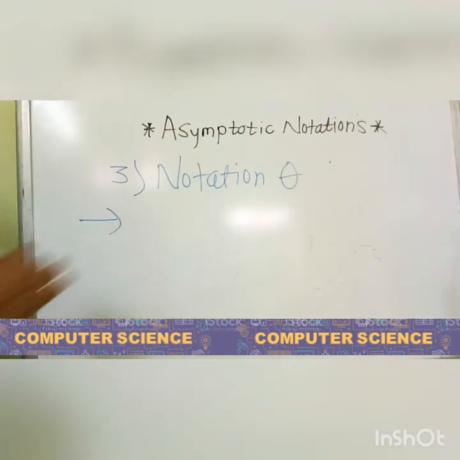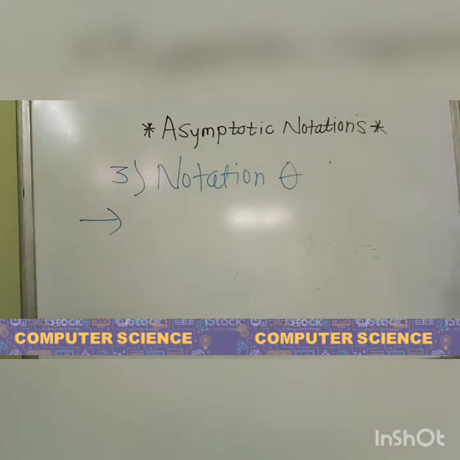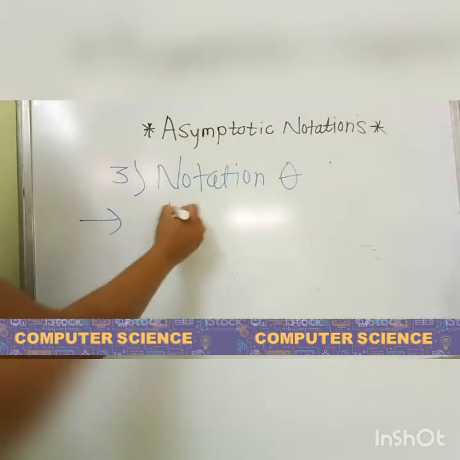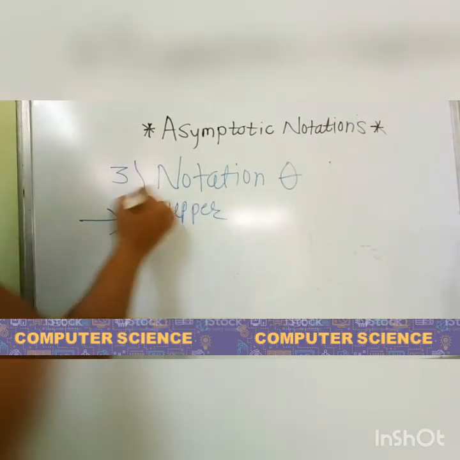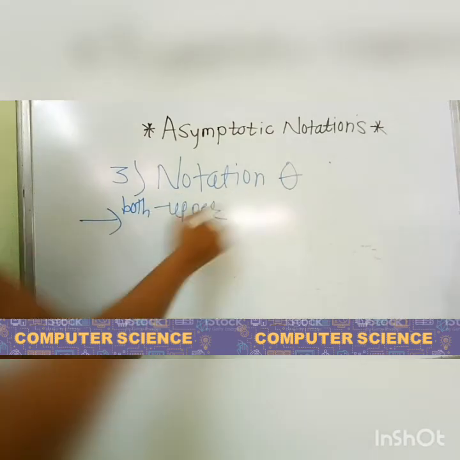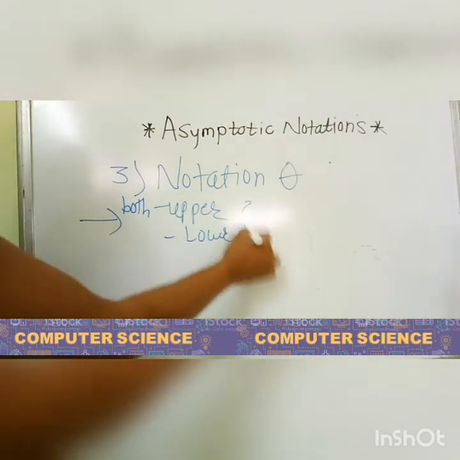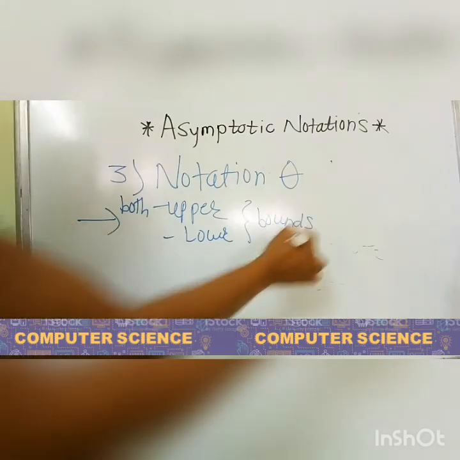Now we have to study the third notation, that is the notation theta. What is the mechanism behind this notation theta? As you know, big O provides the asymptotic upper bound, omega provides the asymptotic lower bound, so definitely notation theta is the middle ground between these two. This provides simultaneously both the asymptotic upper bound and the asymptotic lower bound. It provides both upper and lower bounds.